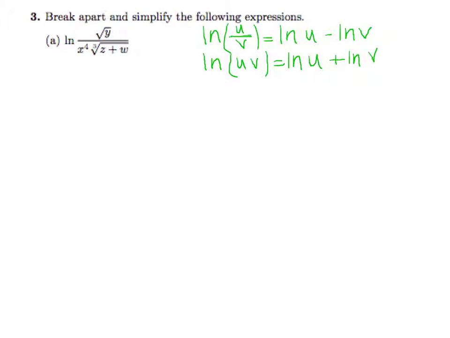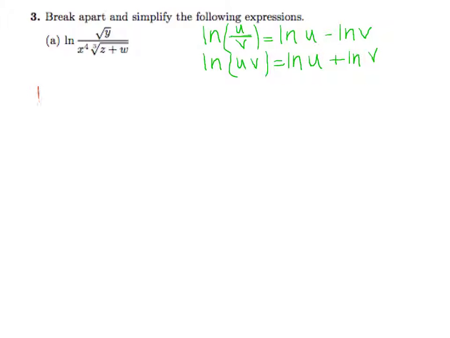Okay, this is problem number 3. It says we need to break apart and simplify the following expressions. So we're going to use our rules that I've written out on the right. We're going to use the ln of u divided by v can be broken up as ln of u minus ln of v, or ln of u times v can be broken up as ln of u plus ln of v. So the first thing that we need to do is we need to split this fraction into 2 parts.